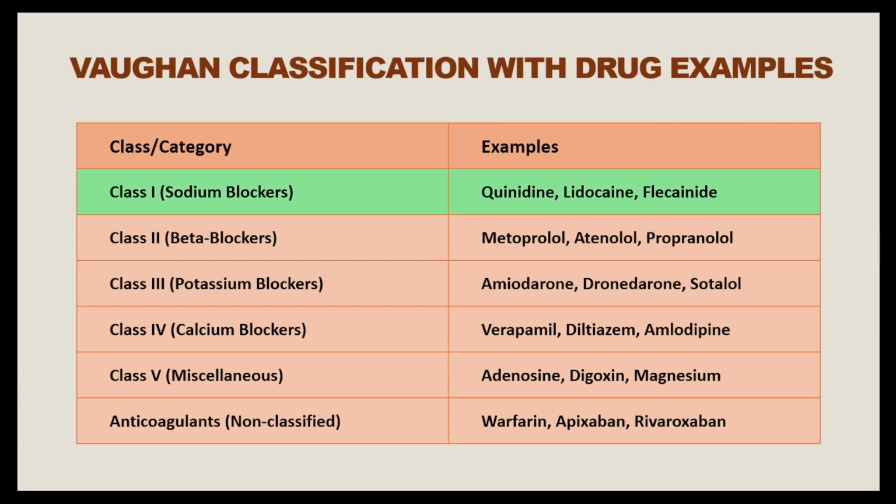Class 1 sodium channel blockers include quinidine, lidocaine, and flecainide, categorized by their varying degrees of sodium channel inhibition. Class 2 beta blockers, such as metoprolol, atenolol, and propranolol, reduce heart rate and contractility. Class 3 potassium channel blockers like amiodarone, dronedarone, and sotalol delay repolarization and prolong the QT interval. Class 4 calcium channel blockers, including verapamil, diltiazem, and amlodipine, slow conduction and heart rate. Class V miscellaneous agents, such as adenosine, digoxin, and magnesium, work through various mechanisms. While anticoagulants like warfarin, apixaban, and rivaroxaban prevent stroke and arrhythmias.